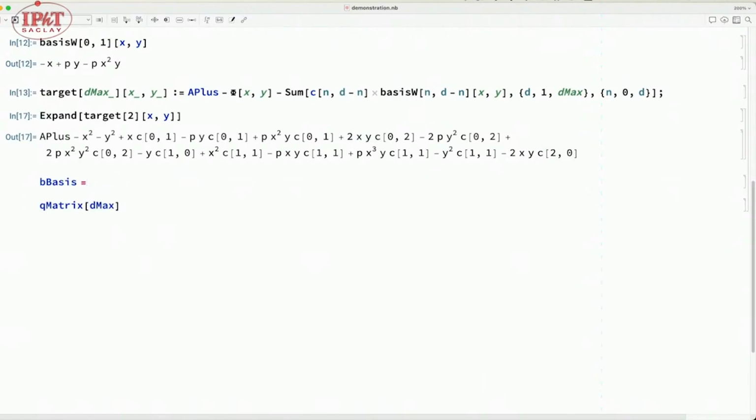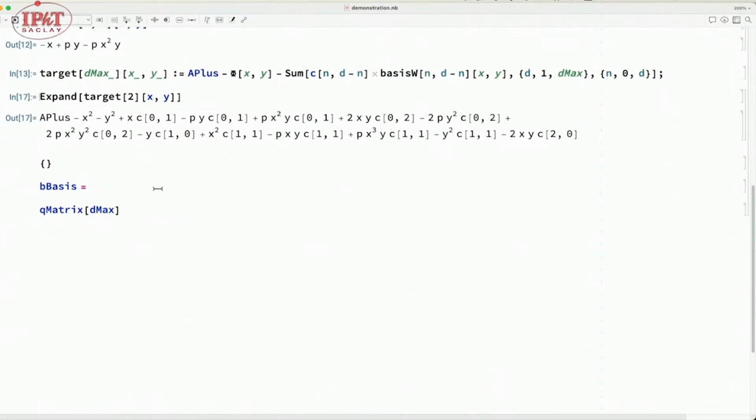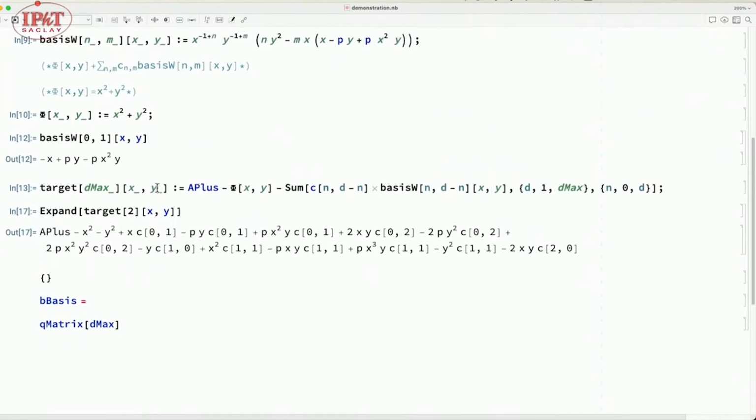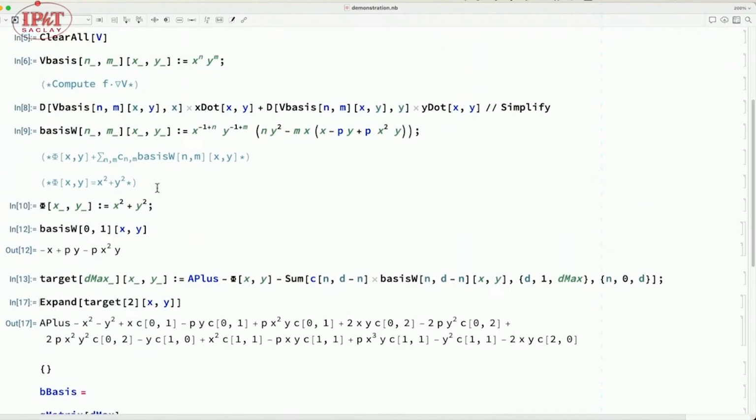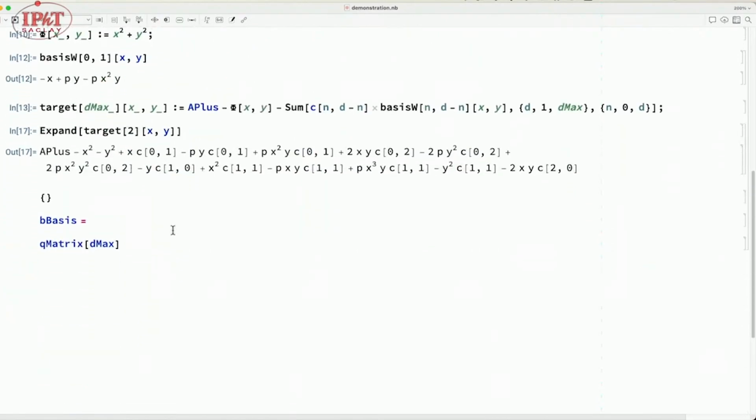The basis is going to be this vector b, and we're going to choose it to be some basis of monomials. Or can't you just reuse the b basis? I can do that, but I need to decide up to which degree n and m should go. Right, so I guess n should go from 0 to something that will depend on d max.